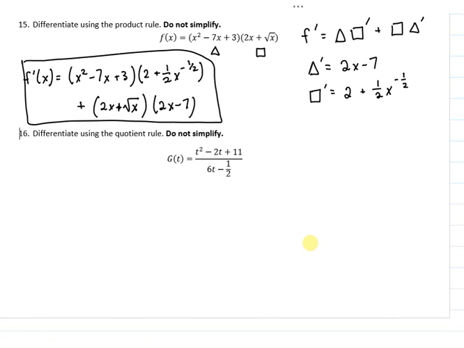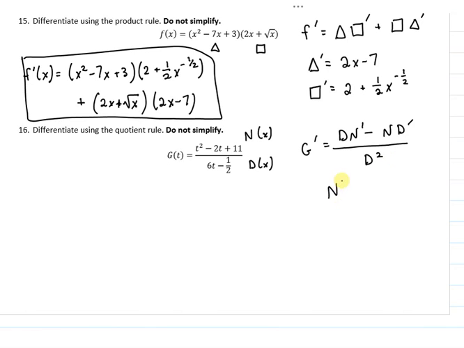Okay, number 16 is a quotient rule. So we write this as, here's the numerator, here's the denominator. So the quotient rule tells me that g prime is high d low. So n, nope, that doesn't rhyme. Low d high, so d n prime, minus high d low, n d prime. Square the bottom, and there you go.